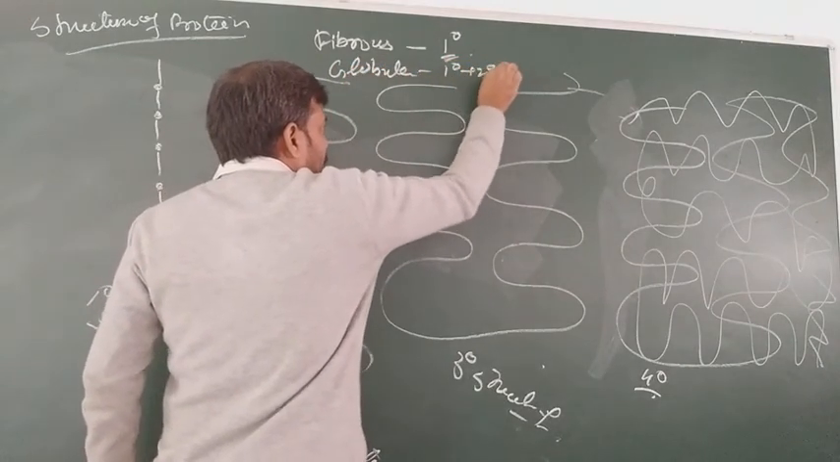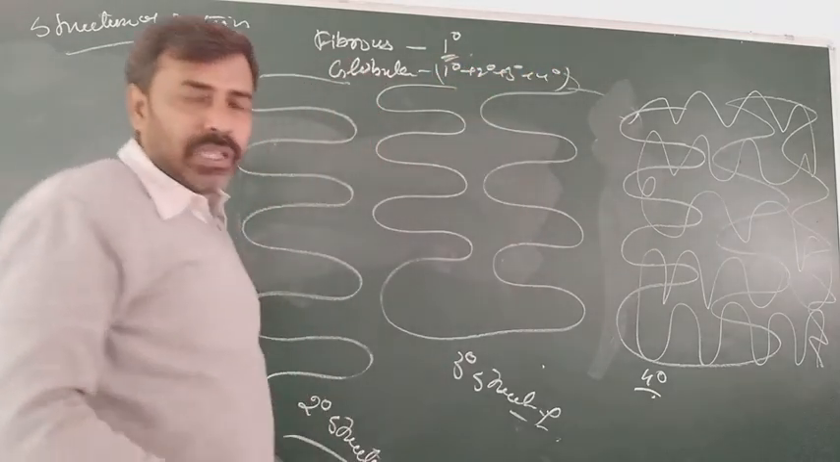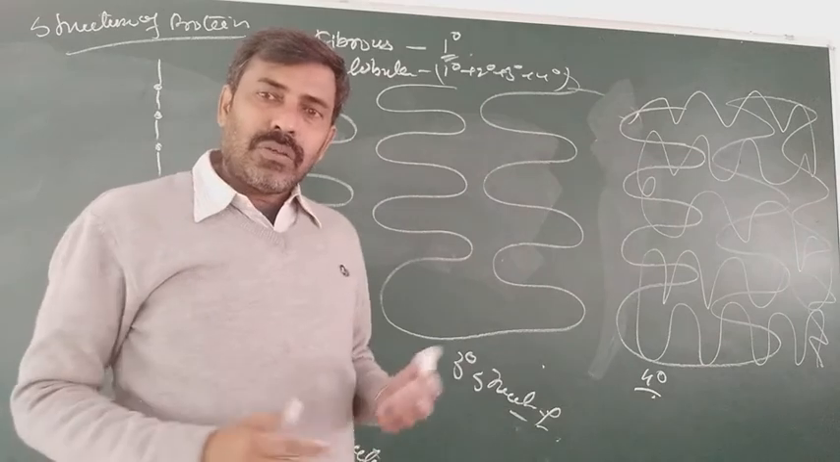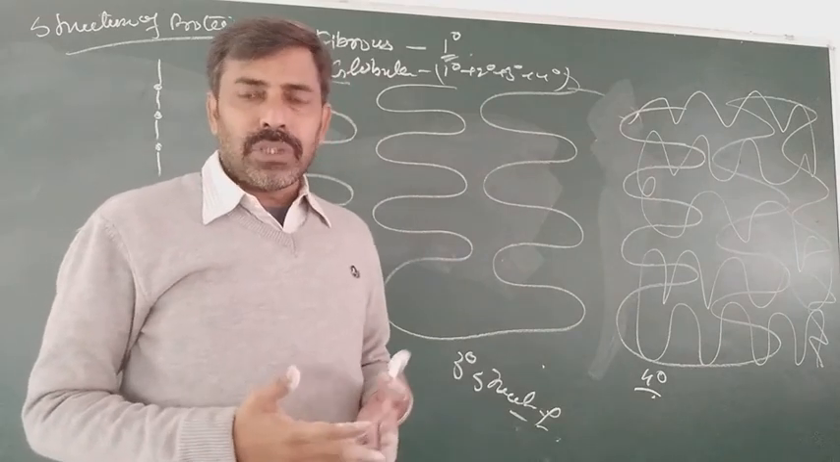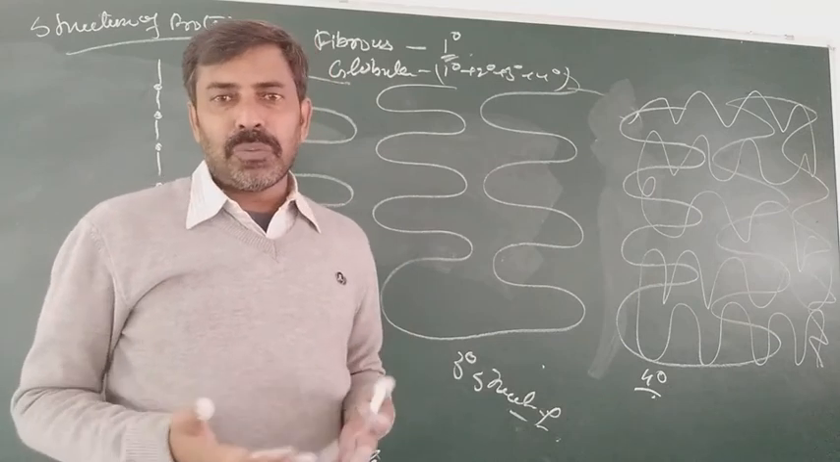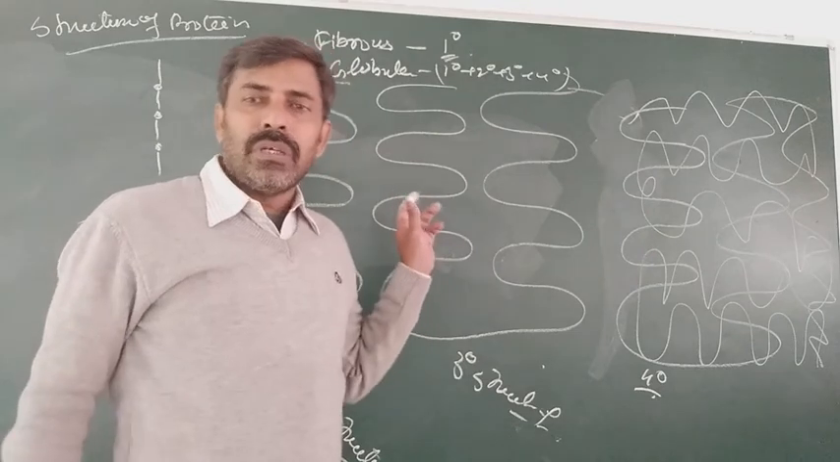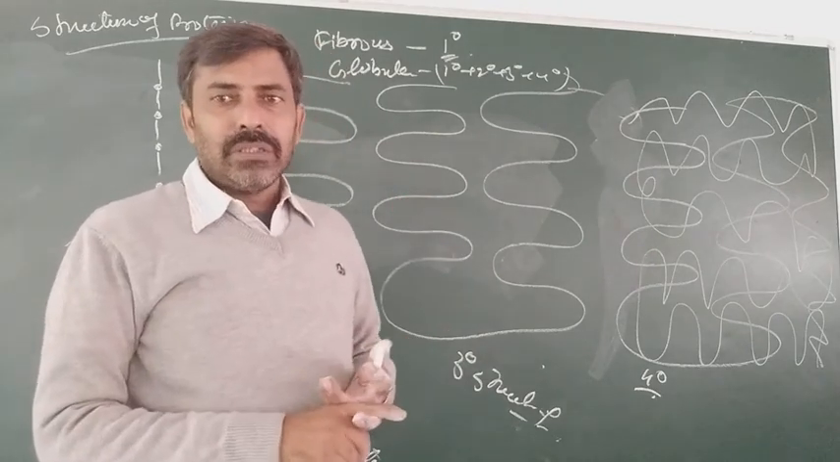Primary, secondary, tertiary and quaternary. All these structures are there. So they are called the globular protein. These proteins are also well known as native protein, that means the protein which are responsible for the biological property. So there are two types of the protein, that is the globular protein as well as the fibrous protein.